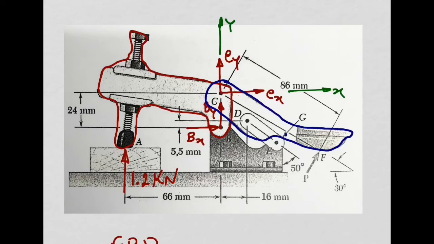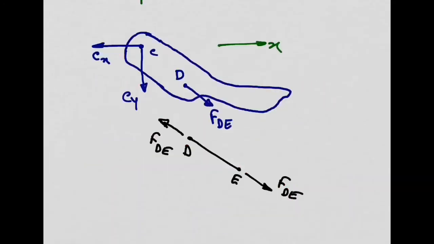Well, it is said in the question that in order to release the press, there is no contact at point G. So the force at point G is going to be equal to 0. We don't have to include it there. But we need to include this force P, of course, which is applied at this point F.